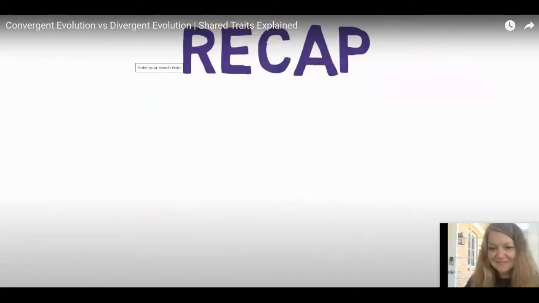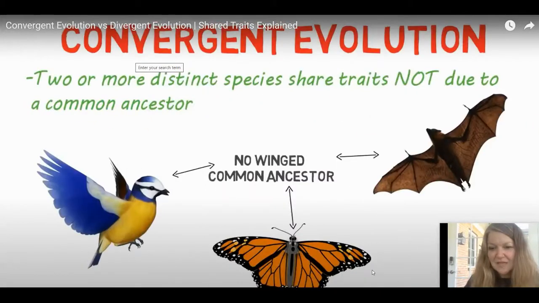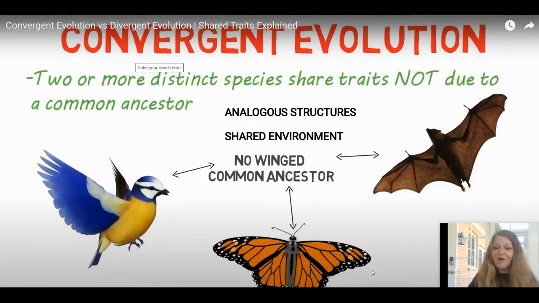All right, so let's recap. So I'm going to go back to this convergent evolution. Well, let's look at the butterfly and the bat wing and the bird wing. Okay, these are all similar in function, but they're different in structure. If you recall from our first unit of evolution, that would be an analogous structure.